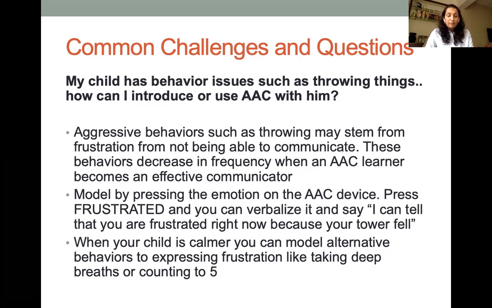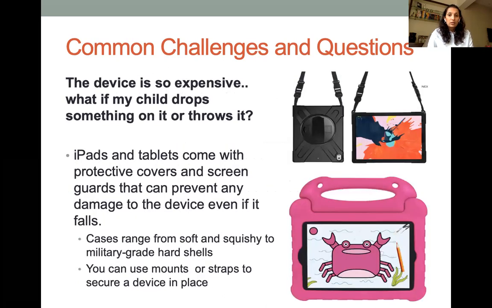Some concerns are, what if my child has behavioral issues, such as throwing things, right? So obviously you don't want to buy something expensive and so delicate that it may break. But again, aggressive behaviors may stem from frustration and not being able to communicate. So you can also model that emotion, press frustrated, and say, I know you're frustrated right now because your tower fell. When the child is calmer, you can model an alternative behavior, like saying, when you are upset, you can take 5 deep breaths.